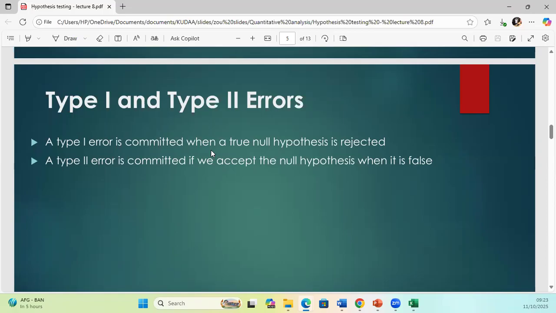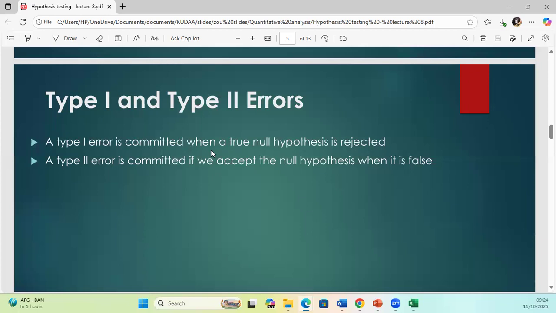A type 2 error is committed if we accept the null hypothesis when it is false. So type 1 and type 2 errors are centered on the null hypothesis. What we have always known, if we say it is wrong, when it is correct, that's a type 1 error.